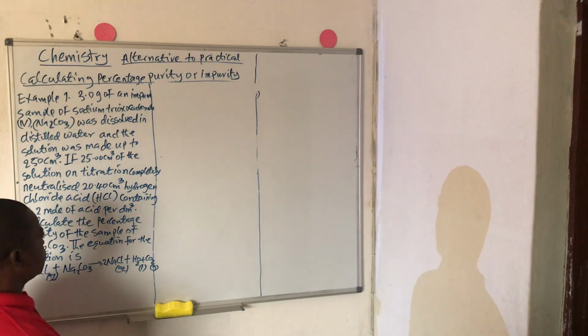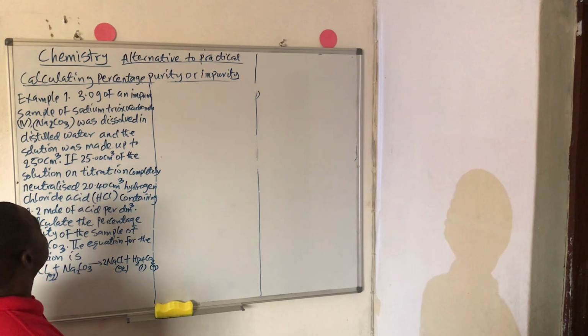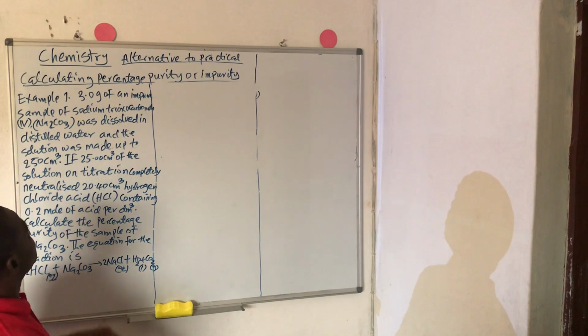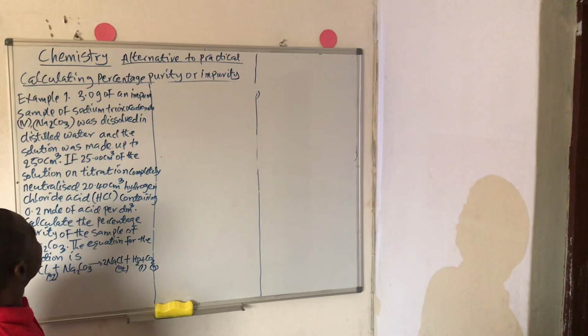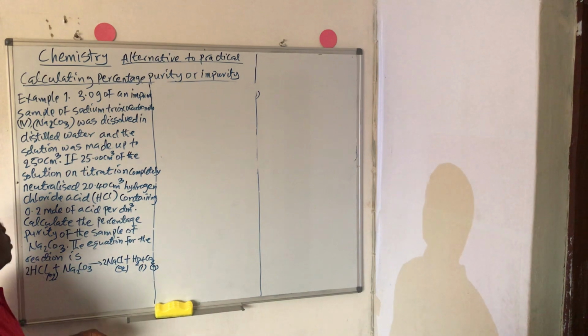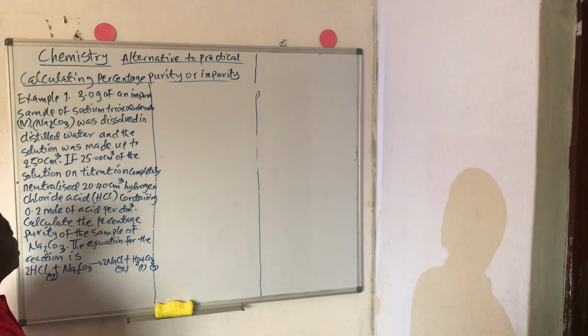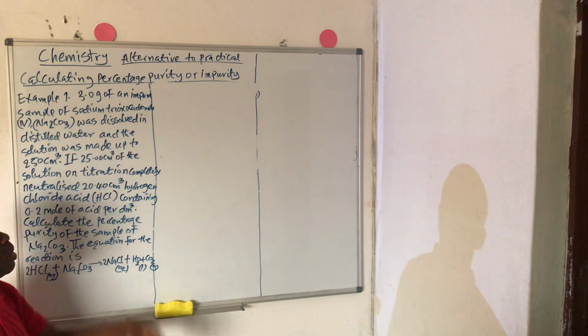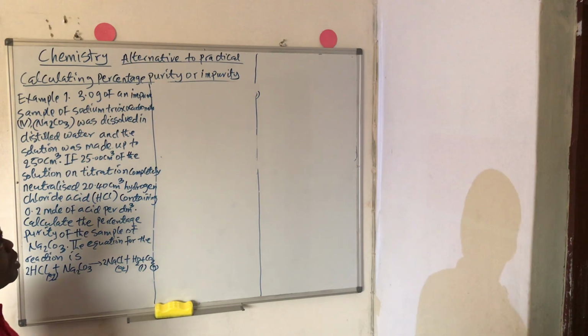Good day. Let's look at chemistry. Particularly, we are on practical chemistry and specifically on volumetric analysis. Today, we are going to look at how to calculate percentage purity or percentage impurity. Now, a sample question is here.